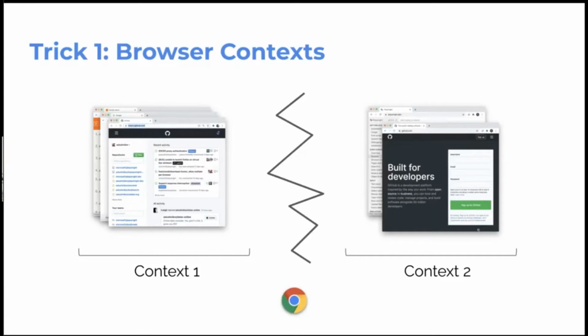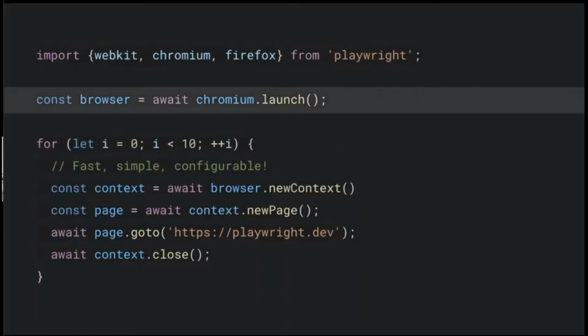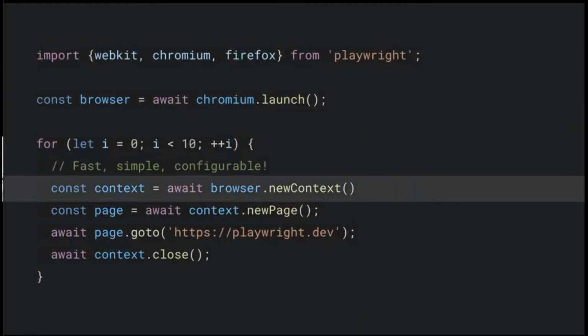Now, if you look at the code, what does it take to create a browser context? Turns out that once you launch a browser, it's really simple. You can just have a loop, and you can create these browser contexts in a loop, open pages inside this browser context, navigate them, and the only thing you should not forget to do is to close them. And all these operations are pretty much instant.